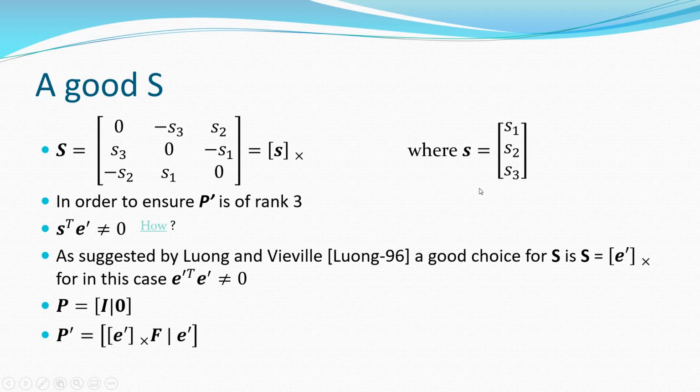Whatever S vector you choose, the dot product of that S vector with the epipole should not be 0. This is the only condition that we will have to put on S, that is the skew symmetric matrix, to ensure that P dash is of rank 3. It is very important that our P dash is of rank 3. So for this to be satisfied, there is this condition on S that S transpose E dash should not be equal to 0. So let us quickly see why this is the case. Why does this condition help?